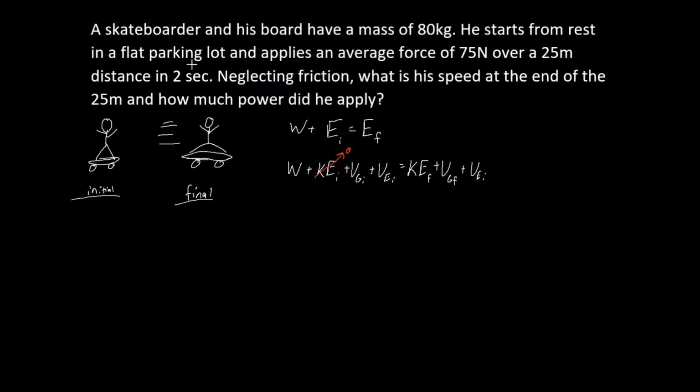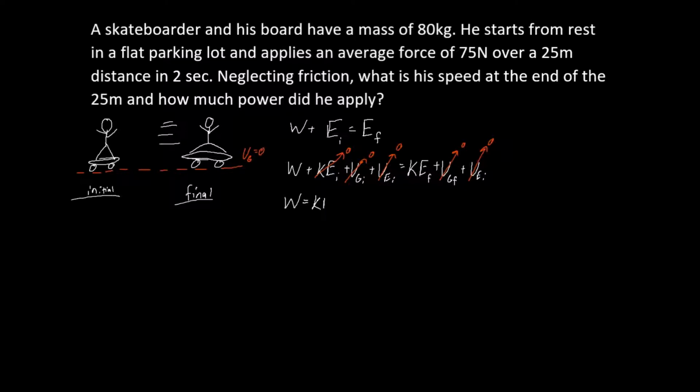Since we've got a flat parking lot, let's set the ground as 0, because he's not changing his height at all, which means that if we set this line as 0, then not only will his initial gravitational potential be 0, but so will his ending gravitational potential. We also don't have any springs or anything like that messing with it, so that's 0. At the end he is moving, but there is no spring or rubber band in the system, so really it boils down to a very, very simple equation.